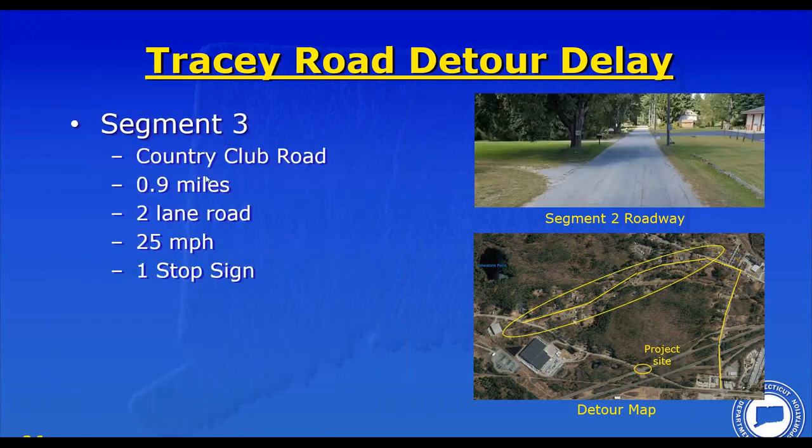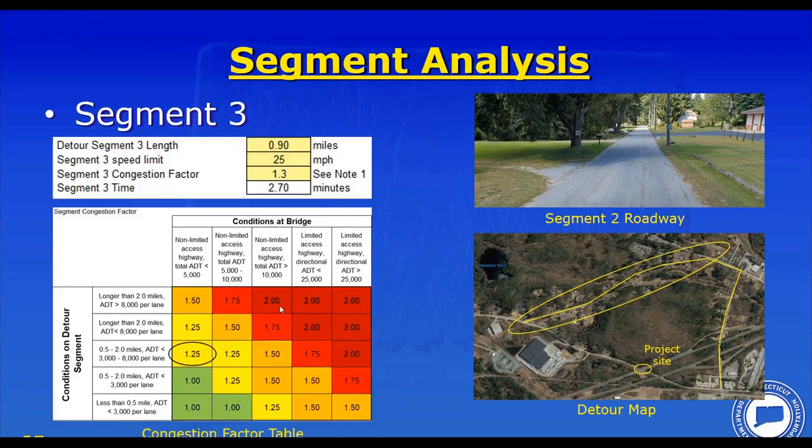Segment 3 is Country Club Road. This actually is a local road. We normally wouldn't detour it on a local road, but we'll just say for the sake of this hypothetical, which the town was okay with a detour, or we might say this is what typical people would take because they know the area. 0.9 miles, 2-lane road, 25 miles per hour with 1 stop sign. Congestion factor goes up to 1.25, 2.7 minutes to traverse this.